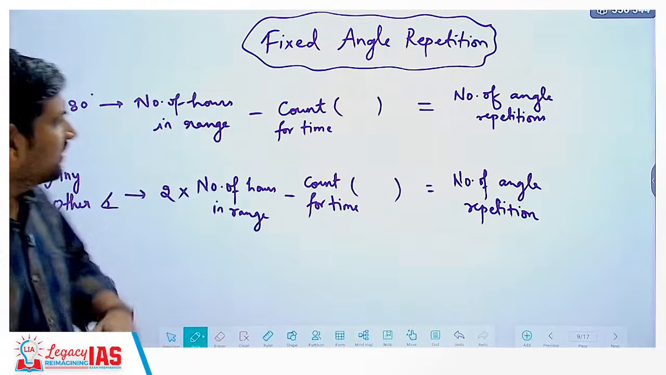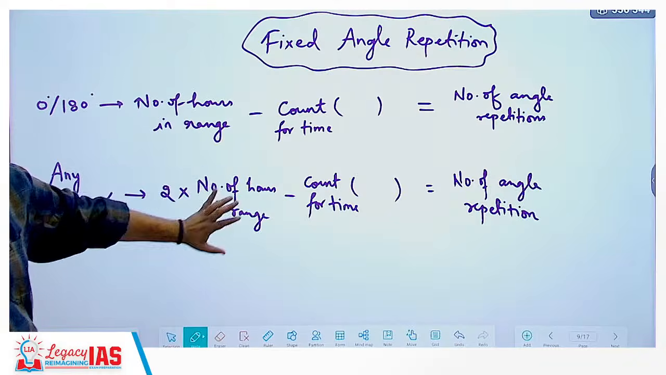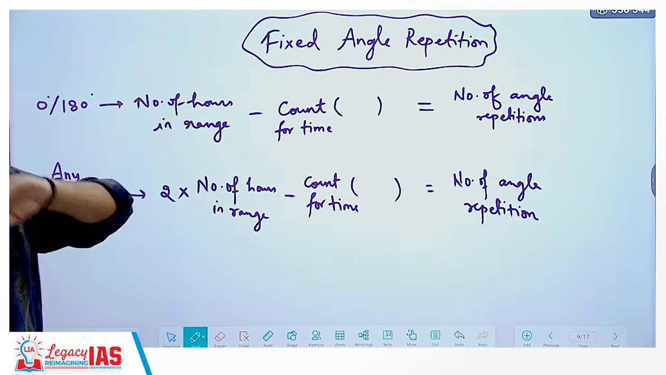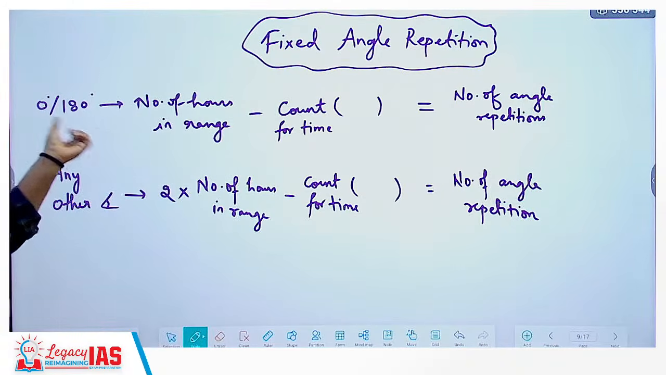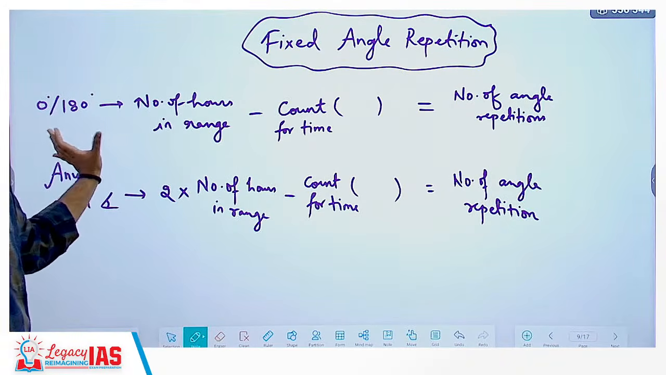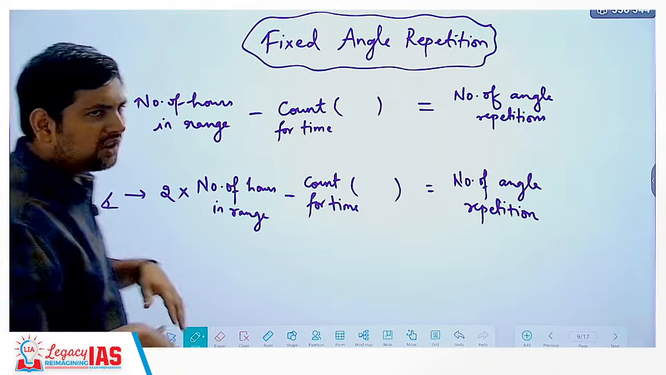Okay, now this is not a standard formula, so if you just follow this, you can solve all the questions like this. First thing, the angle is either 0 or 180, or it is any other angle. Why have I separated 0 and 180 degrees?